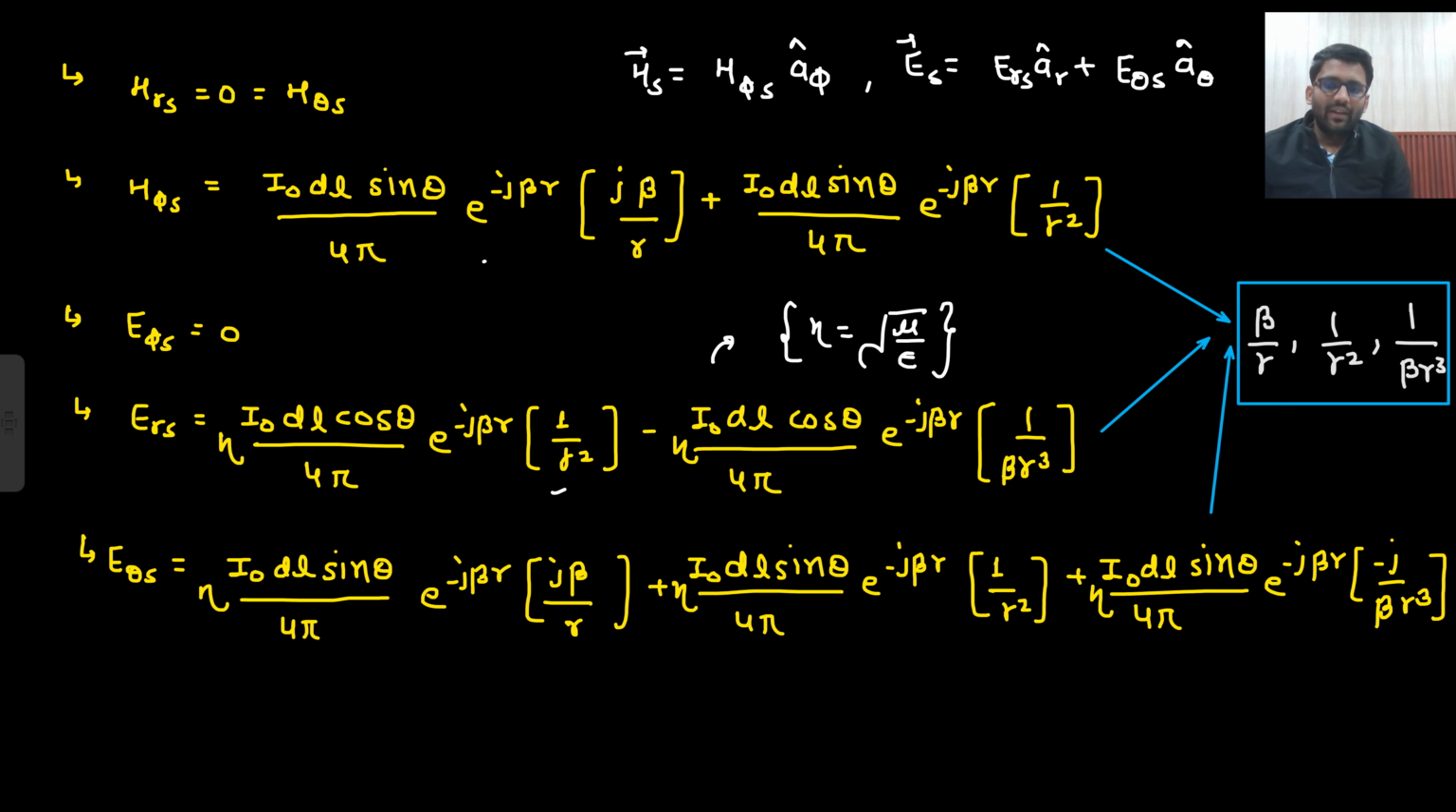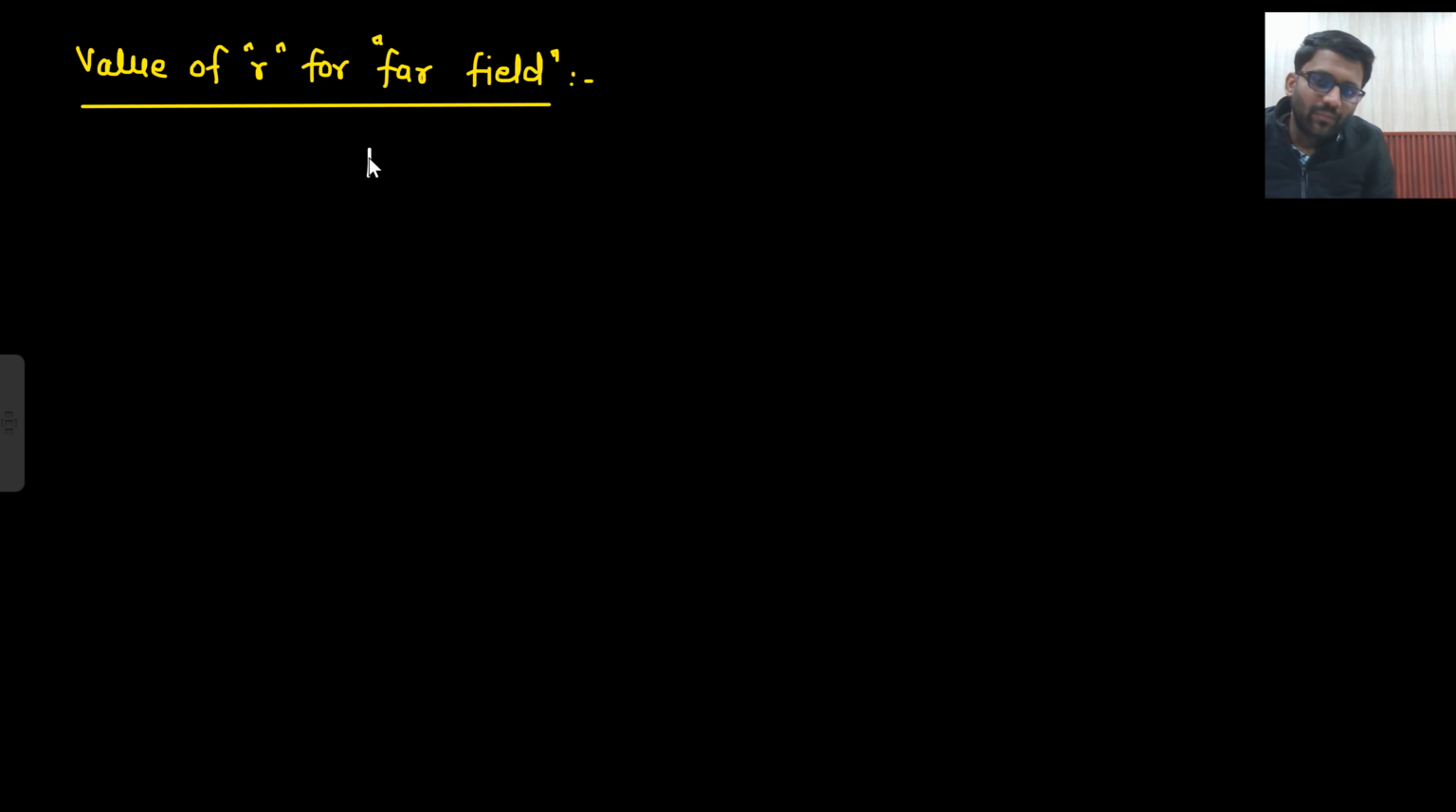So what I need to do is put beta by R equal to 1 by R square. Here also it is 1 by R square. 1 by R square will be equal to 1 by beta R cube. So you can say beta by R is equal to 1 by R square is equal to 1 by beta R cube. So beta by R because of 1 by R, simply 1 by R square because of 1 by R square, and 1 by beta R cube because of 1 by R cube. Okay, so we need to equate it.